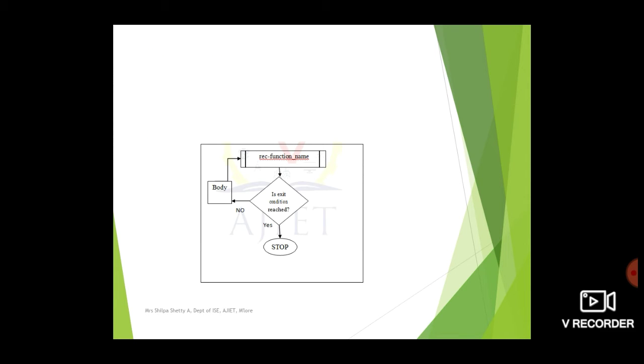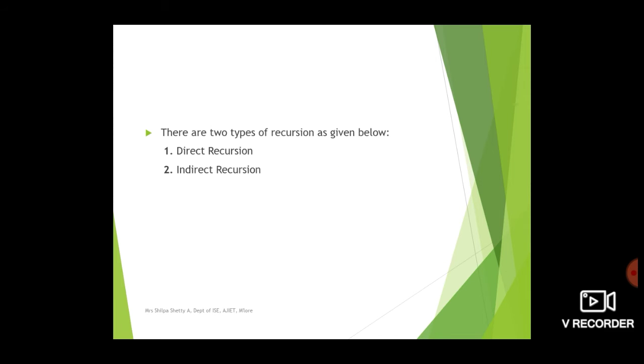So here is the flowchart for the recursive function. We have a recursive function. We check if the exit condition is reached. If it is not reached, then the body of the function is executed, and somewhere in the body of the function again the same function is called. This process repeats until the condition fails, when the function stops.